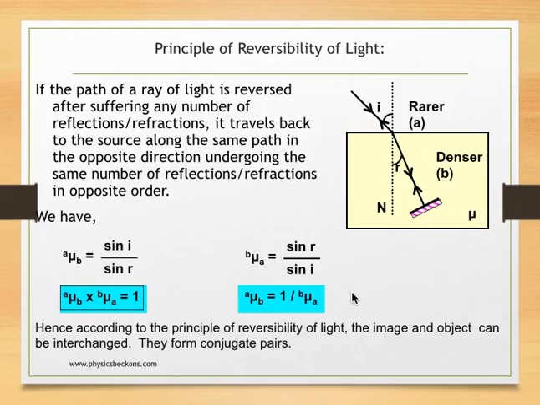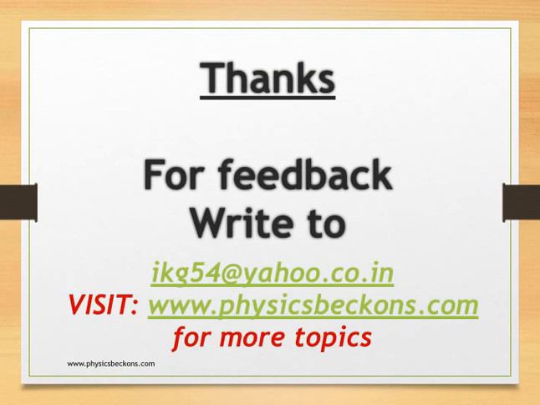So remember, another conclusion which we can draw from principle of reversibility of light is the image and the object can be interchanged because the light starting from the object forms the image. On reversal, the image can act as the object and the object can act as the image. That is, the object and the image form conjugate pairs.